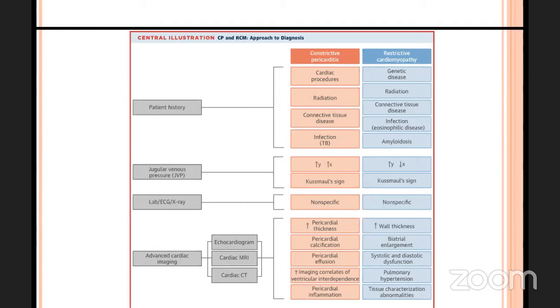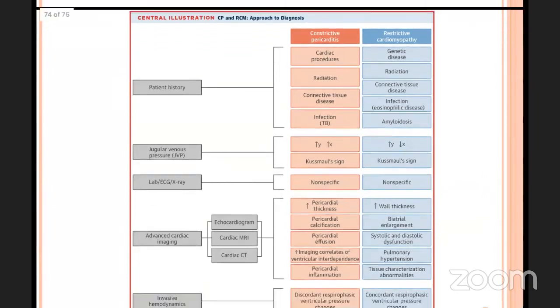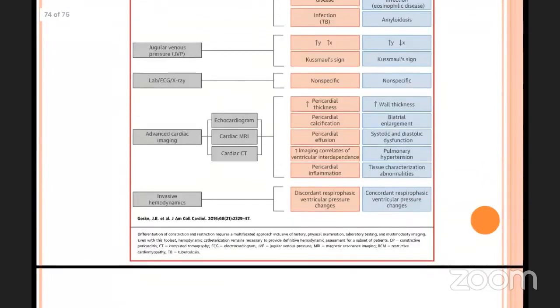Same way, physical examination, jugular venous pressure, and the pattern of steep X and Y in constrictive pericarditis, only steep Y and blunted X in restrictive cardiomyopathy. And ECG and X-ray, unless it is calcification, not very helpful. But I think advanced cardiac imaging by way of thickened pericardium, either by MRI or CT or even by chest X-ray. And in the difficult patients, you should use a tissue Doppler imaging of the mitral annulus and systolic function of the left ventricle using tissue Doppler.